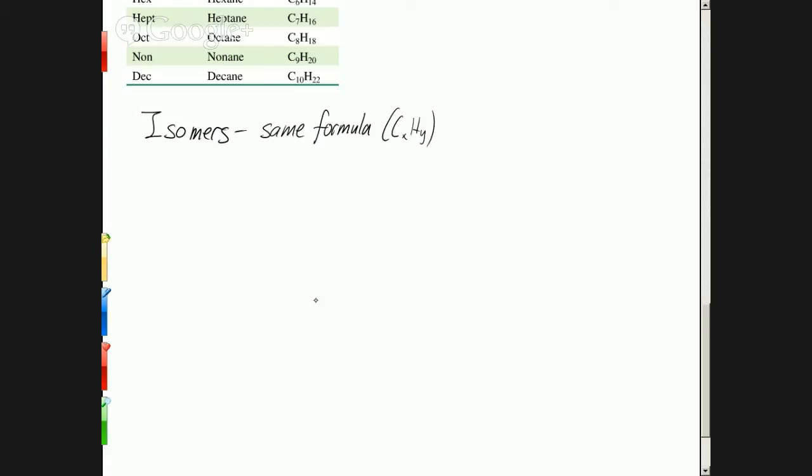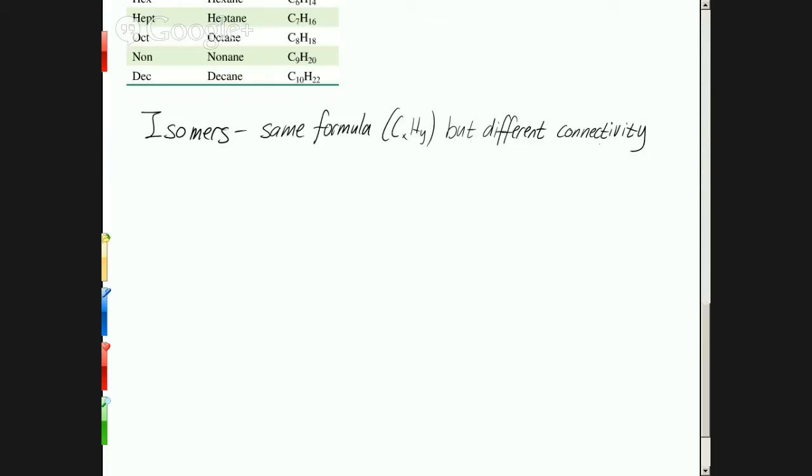So isomers are going to be defined as molecules that have the same formula, so same number of carbons, same number of hydrogens, but different, what we say, connectivity, meaning how the atoms are connected to each other. So we're essentially going to pull carbons apart in the carbon chain and connect them in a different way.